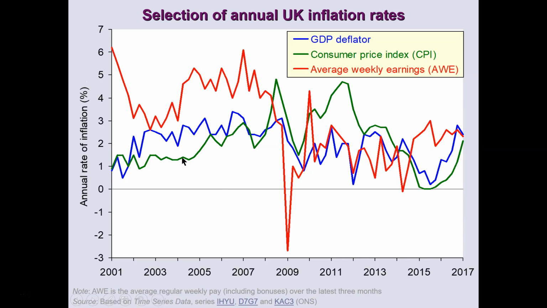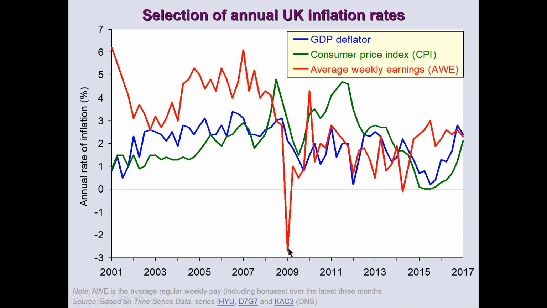For example, this graph represents the data on various measures of inflation during the last 20 years approximately. GDP deflator is shown in blue, while our CPI index is shown in green. And you can see here, when one falls, another one falls as well. When one goes up, another one will go up as well. However, weekly earnings or wage inflation will not exactly follow the same pattern.